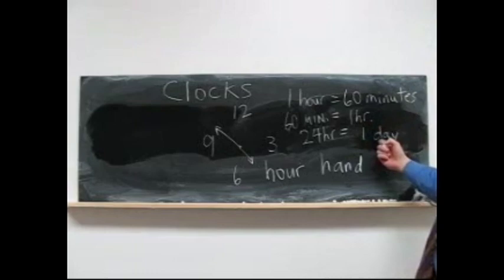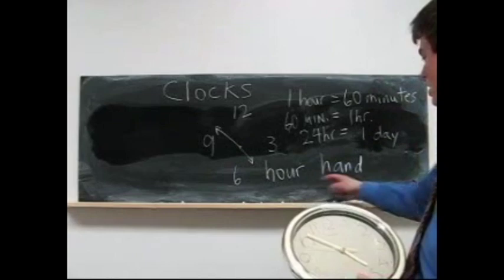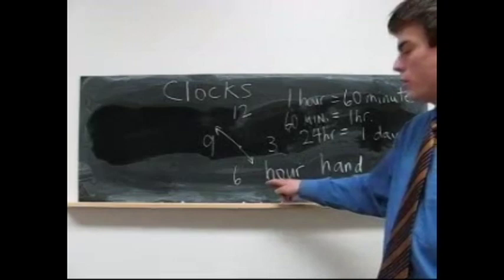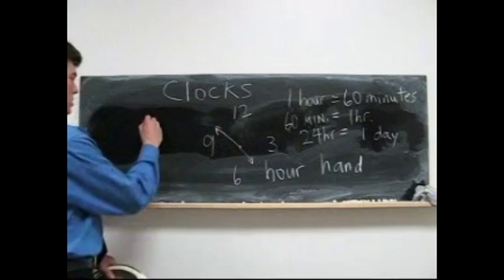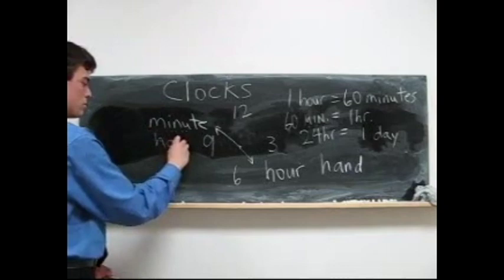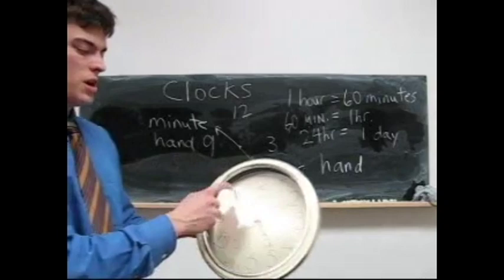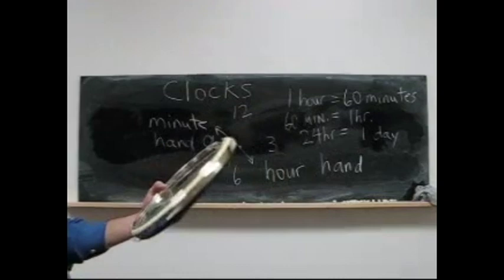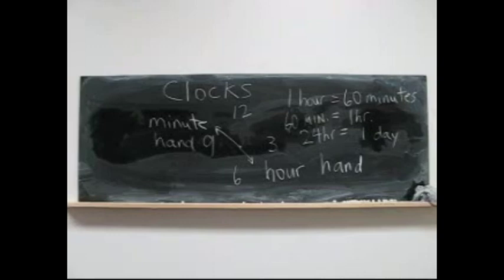Alright. This is the hour hand. It's a silent H. You say hour hand. You don't say hour hand with an H, just hour hand. Alright? This is the minute hand. The minute hand. Okay? And actually, this small one here, the second hand, I don't know what we call it really. Maybe just second hand.